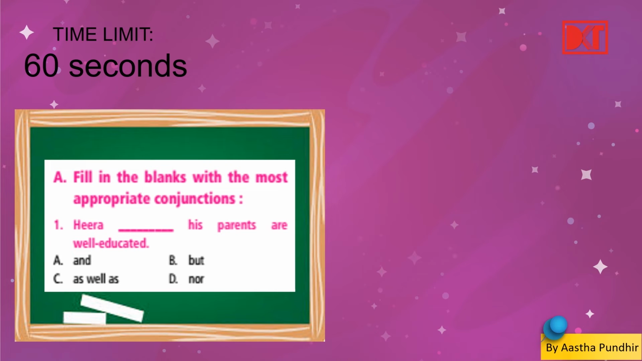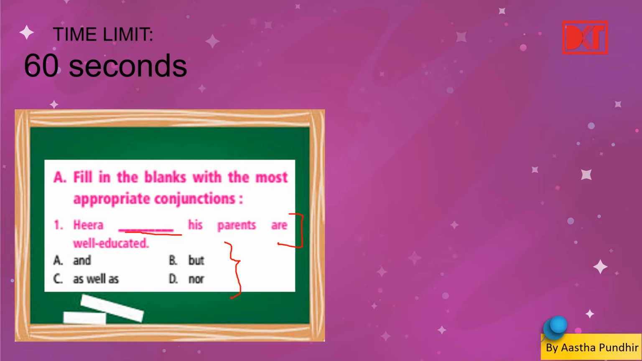Alright, so now we start off with our questions on conjunctions. Here it says fill in the blanks with the most appropriate conjunctions. So read the question and fill in the blank with whichever conjunction suits. Let's see. Hira dash his parents are well educated. Hira and his parents, Hira but his parents, Hira as well as his parents, or Hira nor his parents.